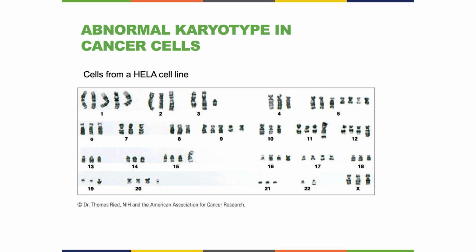This is a karyotype of a cancer cell. This is a single cell from the HeLa cell line, Henrietta Lacks cell line. We'll talk about that in a minute. All right, there should be 2 copies of each chromosome, and there's not.